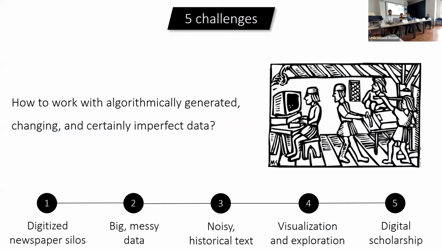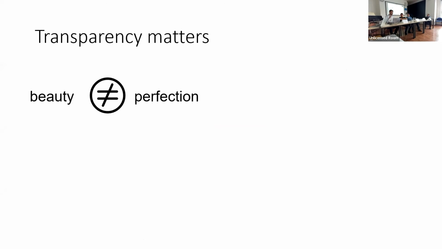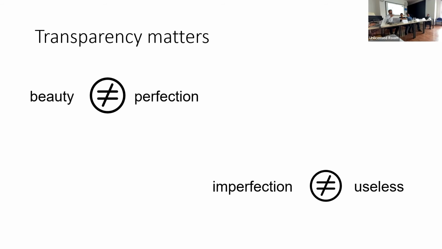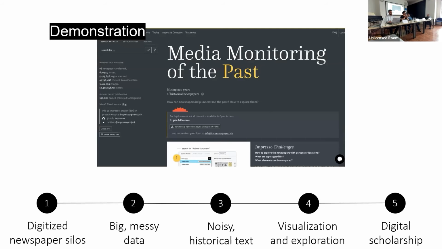And finally, for the historians in the project, there was the challenge of doing digital scholarship working with this type of data, generated algorithmically, changing rapidly, and also containing imperfection. And some of the main strategies that they developed to work with these materials, and also takeaways for us from the project, was that having a beautiful interface doesn't mean that behind it you have perfect data. And if you have imperfect data, it doesn't necessarily mean that you cannot do anything with it. So this was the setting in which they had to work in the project.